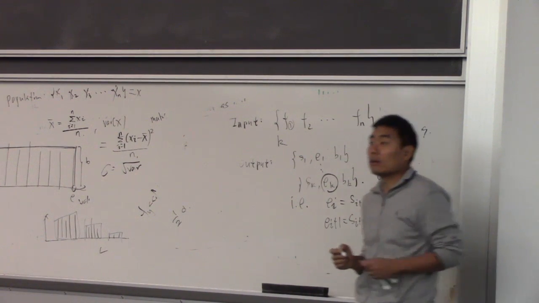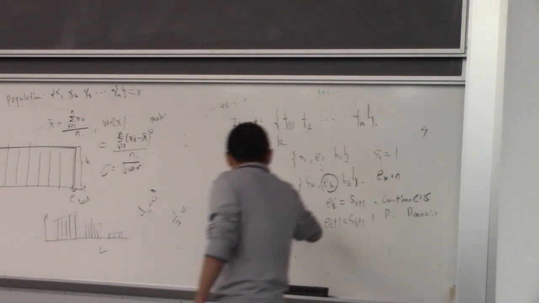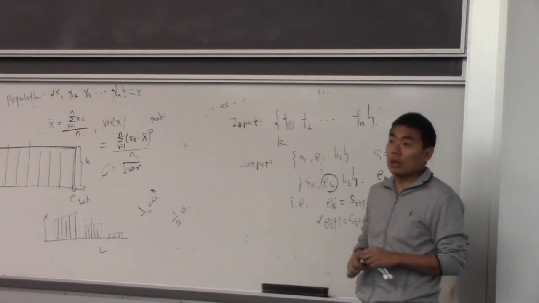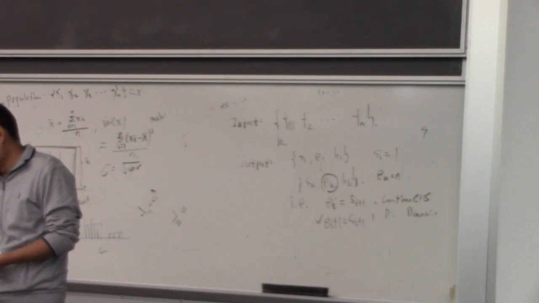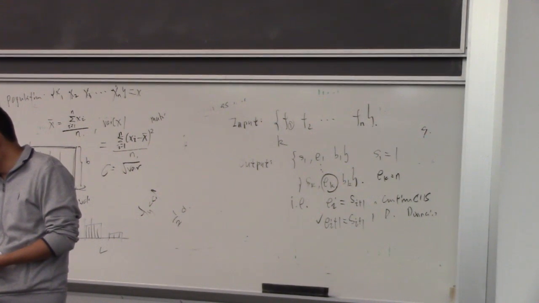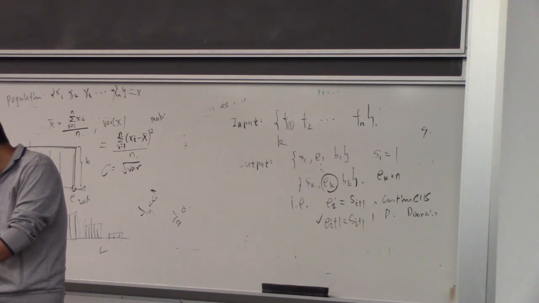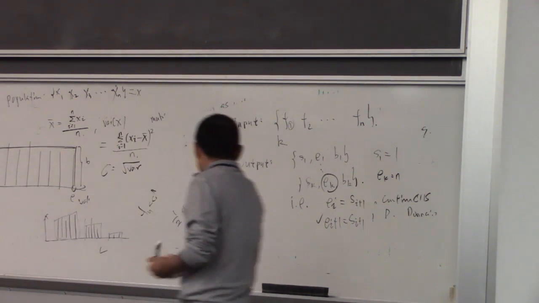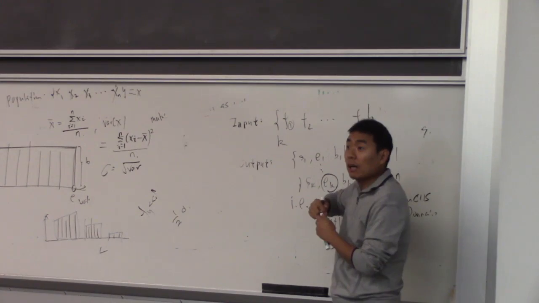They differ by 1, right? For discrete domain. So let's consider discrete domain. It's easier to explain, but the same idea actually works for continuous domain as well. Discrete domain is easier to describe. Okay, so that's a constraint.